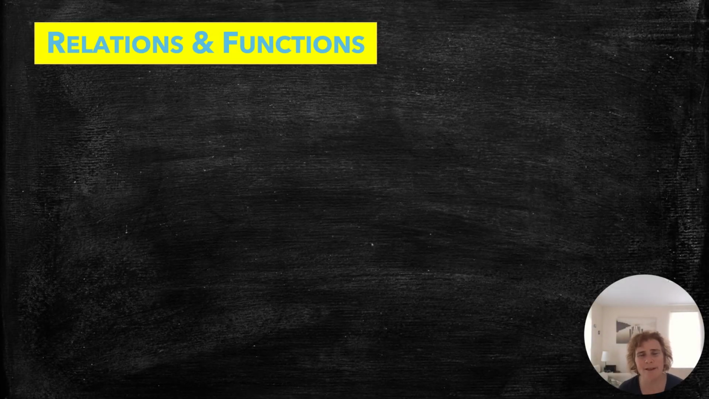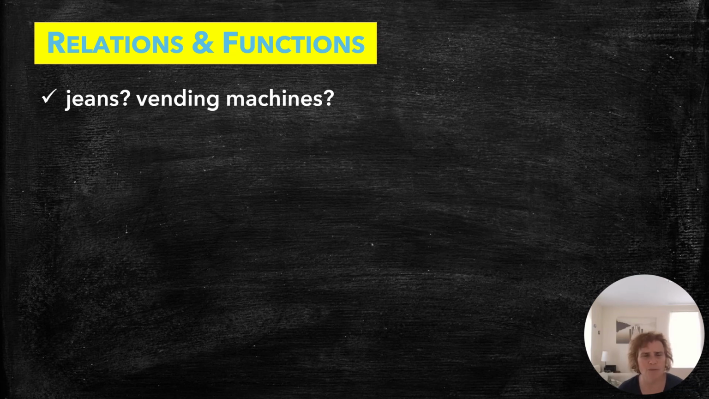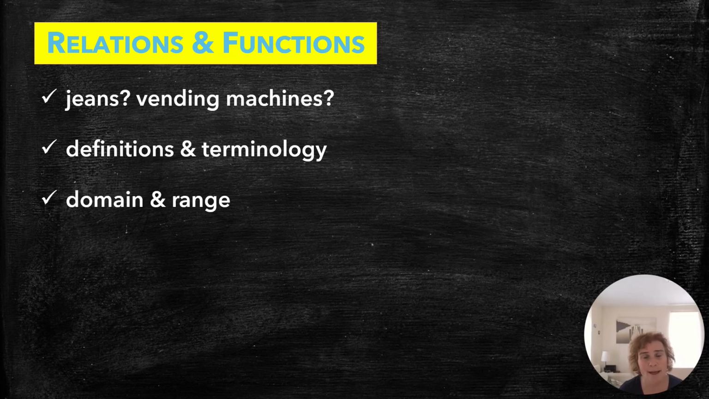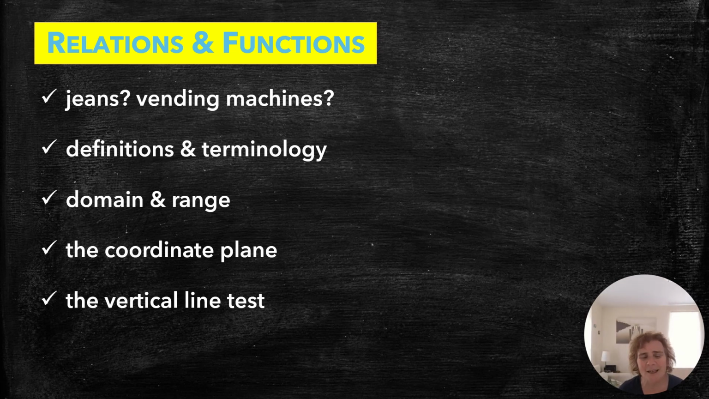In this video, we're going to be discussing relations and functions. Some of the topics that we're getting into are jeans and vending machines. You might wonder what that has to do with relations and functions, and if you want to find out, you've got to stay tuned. We're going to get into definitions and some terminology associated with relations and functions, talk about domain and range, really explore the coordinate plane, which is where relations and functions reside in mathematics most of the time. And then we're going to address the vertical line test. So without further ado, let's begin.